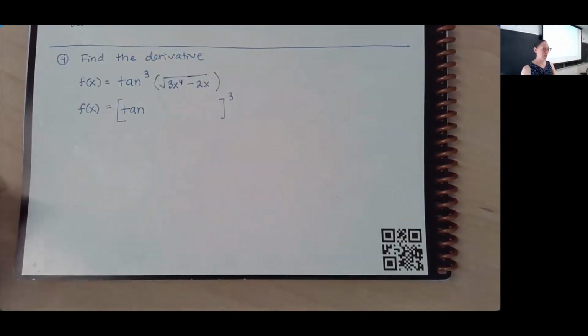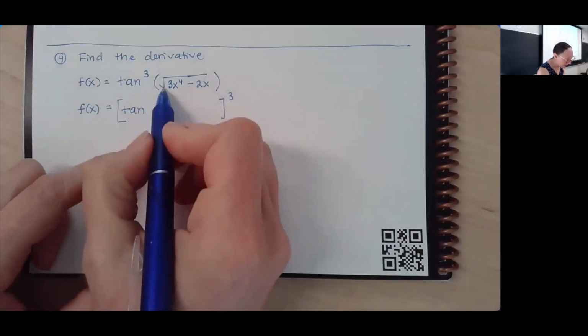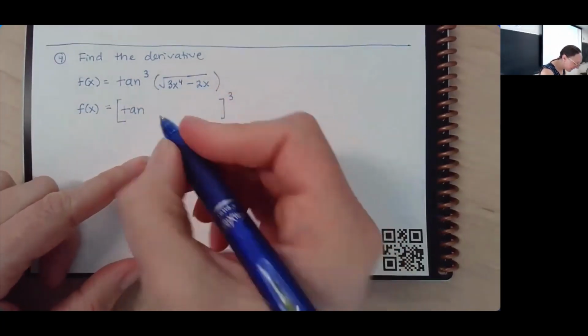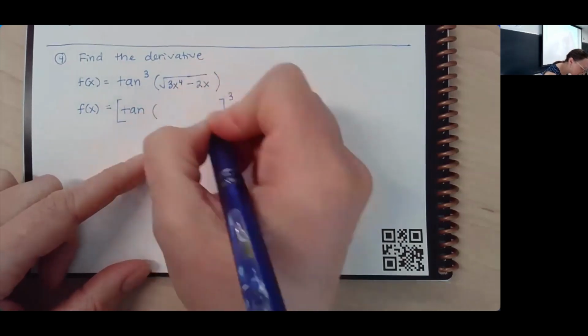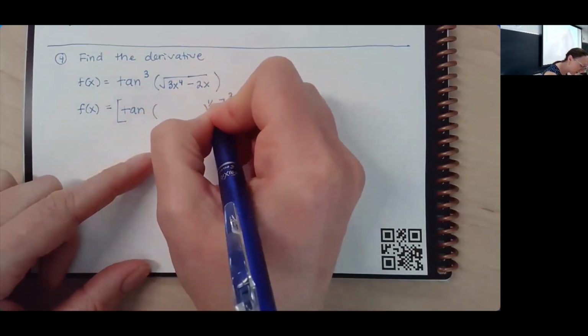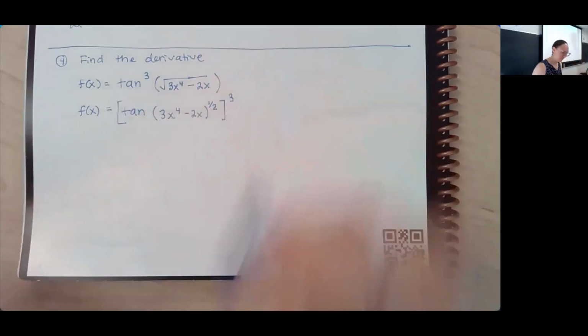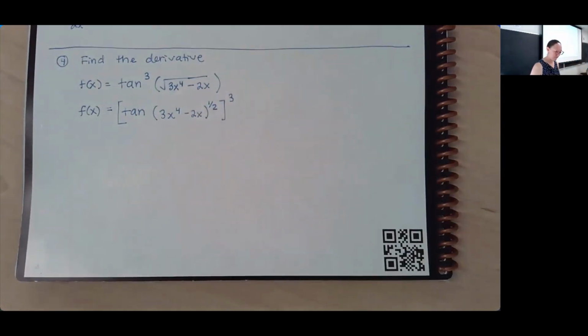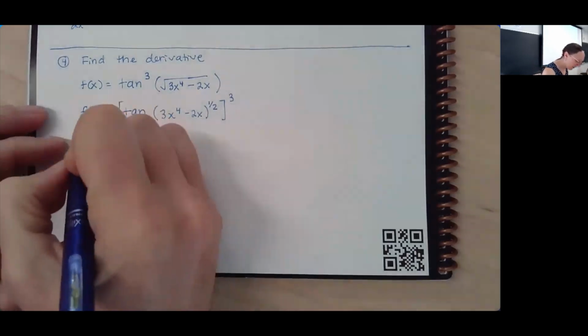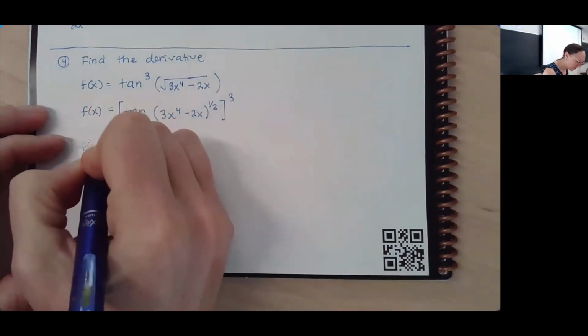Now, the other thing that I want to be able to do is to use that power rule. I don't want to think about that as a square root. I really need to think about that as some stuff to the 1/2 power. Now I'm ready to take the derivative using chain rule.